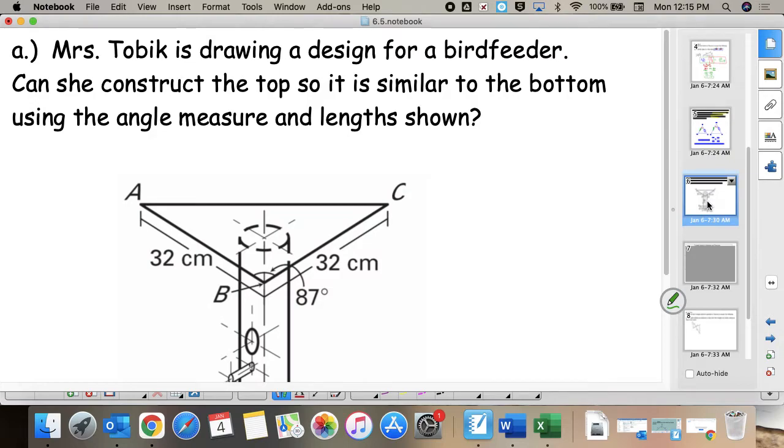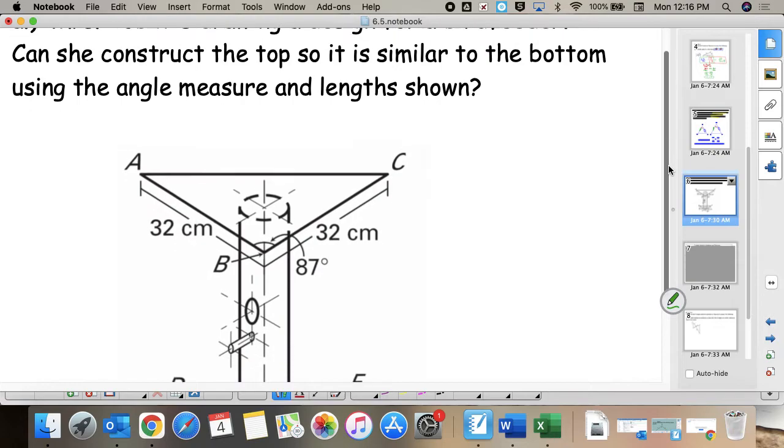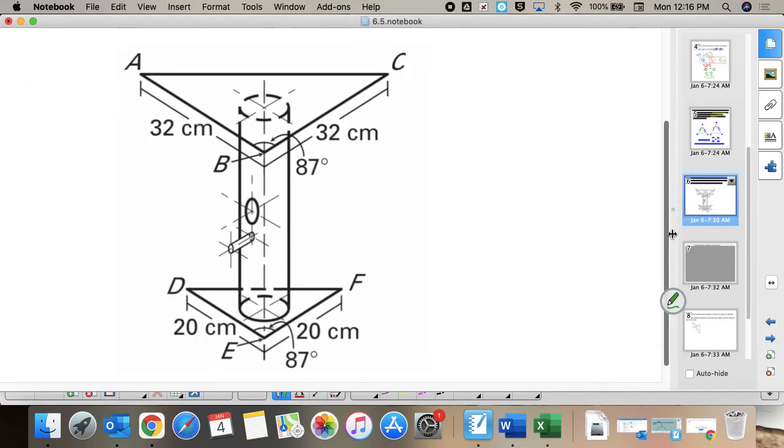Let's look at our example. It says, Mrs. Kovic is drawing a design for a bird feeder. Can she construct the top so it is similar to the bottom using the angle measure and lengths that are shown? So my three choices we've gone over are angle, angle. Do we know two angles in each triangle? No, we do not. We only know one. Side, side, side means I'd have to know all three lengths of my sides, which we do not. So side, side, side is out.